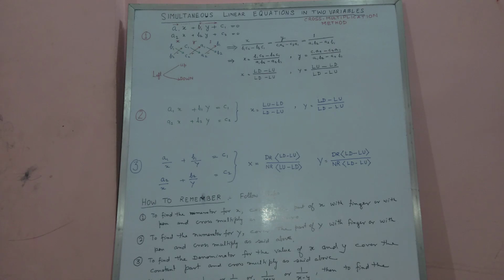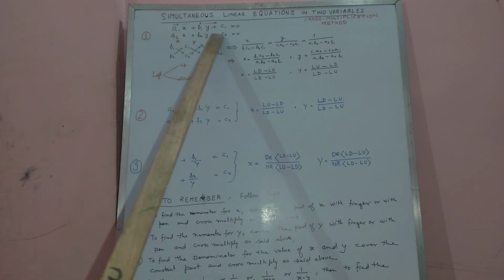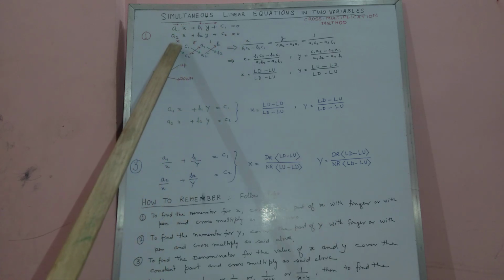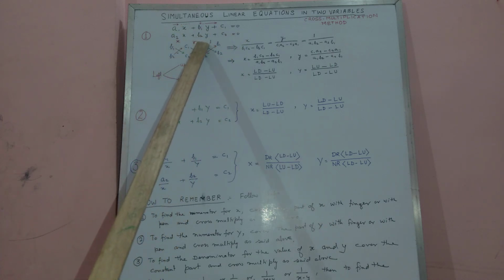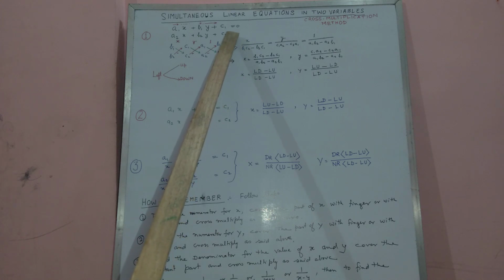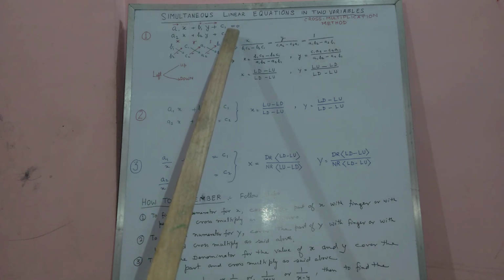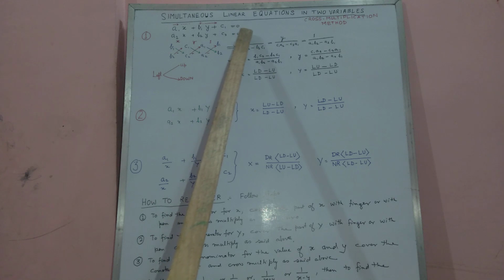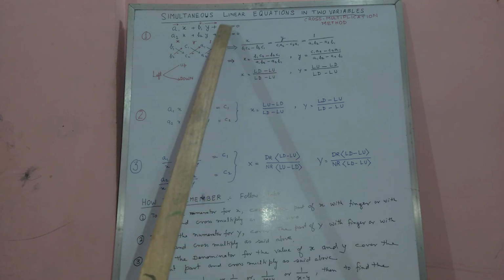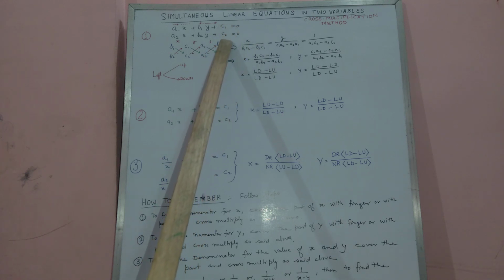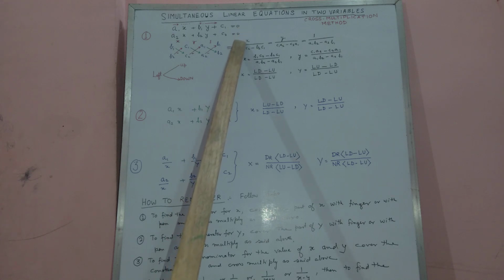Let us understand the simultaneous linear equation in two variables by the cross multiplication method. Here you see I have written the equation a1x plus b1y plus c1 is equal to 0, a2x plus b2y plus c2 is equal to 0. The first important point is that only 0 is on the right hand side. The constant has been shifted to the left hand side, and on the right hand side zeros are there.